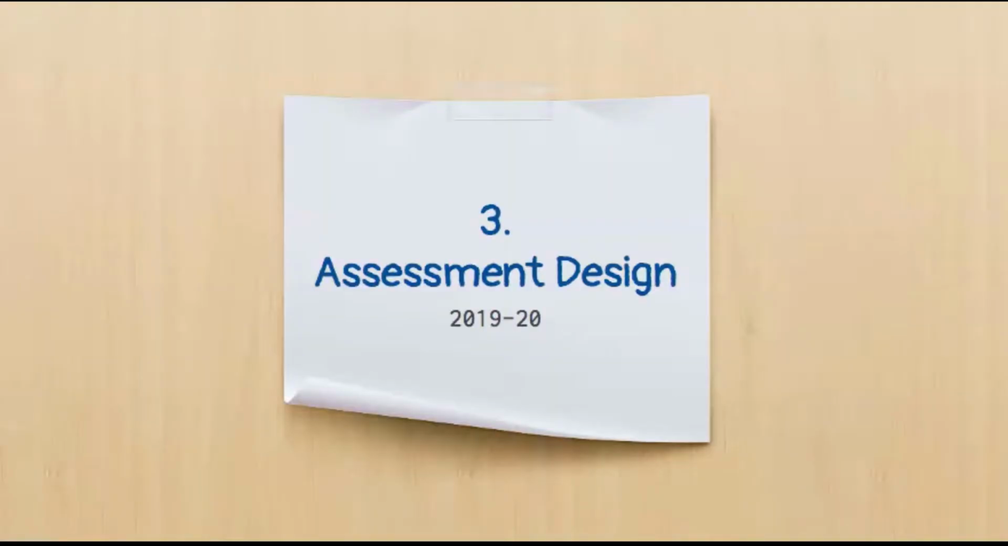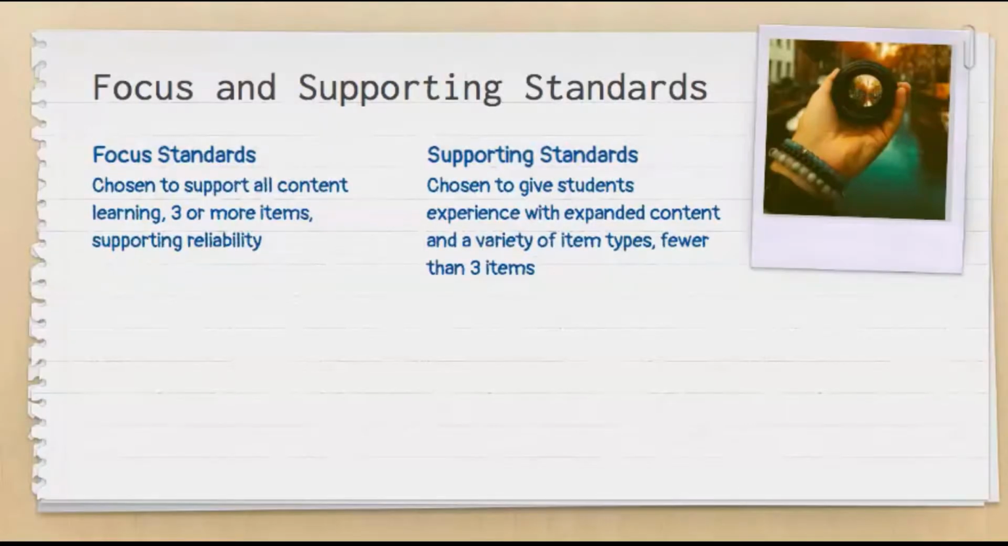When designing the blueprint for the new assessment, the team used the practice and student performance purposes to influence standard selection. This was accomplished by designating some standards as focus standards and others as supporting standards. For results to be valid and actionable when analyzing student performance, a focus standard must be tested with at least 3 items. Supporting standards have fewer than 3 items.